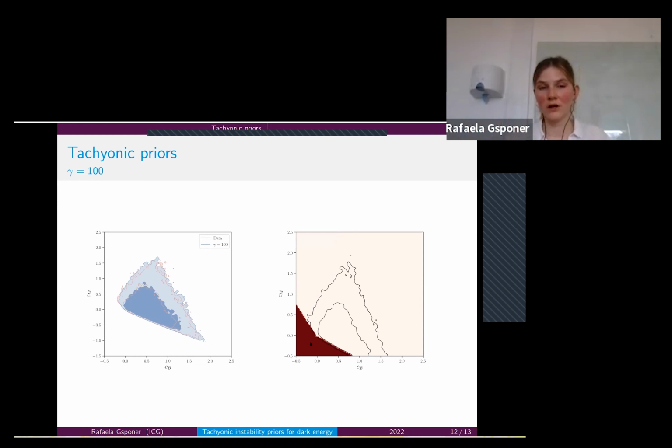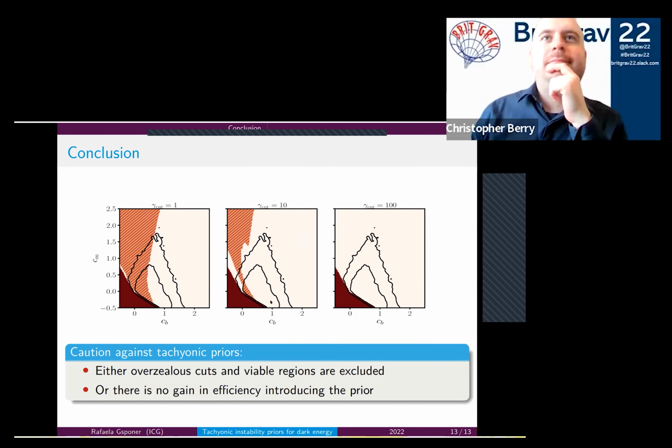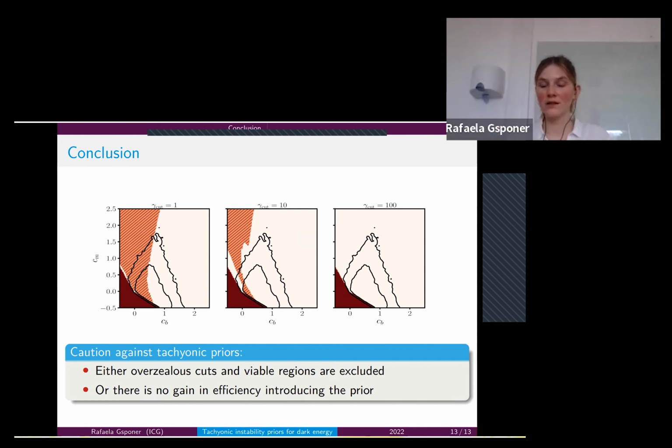But as you can see from this plot, there was no additional speed up in implementing this prior. So the conclusion of my work was that we caution against using tachyonic priors because they are very involved. And a lot of literature before this work implied a very harsh cutoff scale equal to 1, which would cut out a very big region of your parameter space, which would be perfectly viable from the data side, and therefore bias your results in an area where the MCMC would actually look. And that's the conclusion of my work.